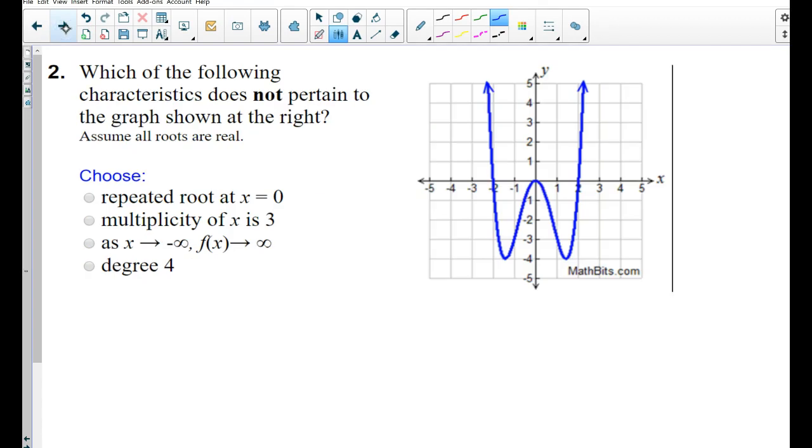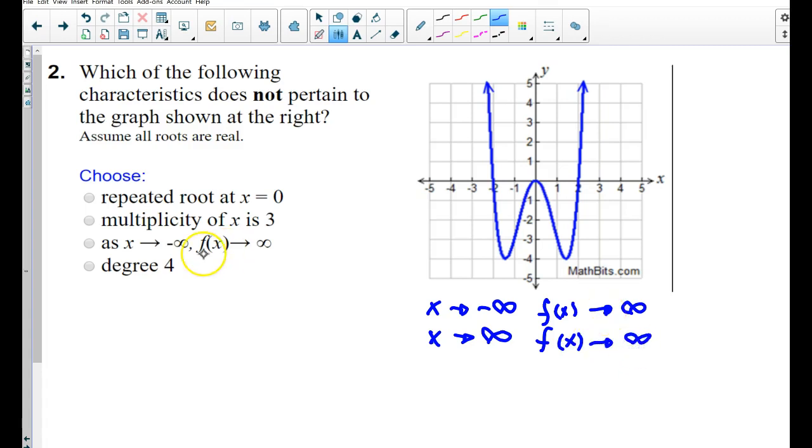Example 2. Which of the following characteristics does not pertain to the graph shown at the right? Well, we see that this is an even degree because both ends are going up. So that means as x approaches negative infinity to the left, f of x is approaching infinity, it's going up. And as x approaches positive infinity, that means you're going to the right, f of x is also going up, it's approaching infinity. So we know this is a true statement.